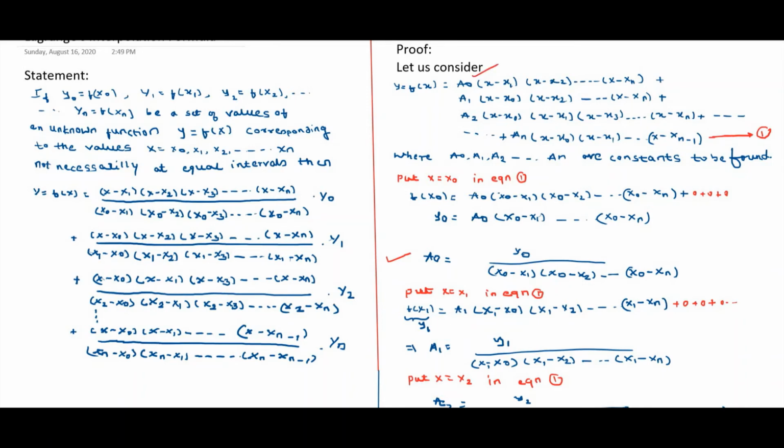So you will get the new term y0 divided by x0 minus x1, x0 minus x2, up to x0 minus xn, which is the value for a naught, and this term x minus x1 to x minus xn which lies in equation 1. So in this way, substitute the values for a naught, a1, a2 and so on up to an in equation 1. You will get directly the statement which is the required Lagrange's interpolation formula.